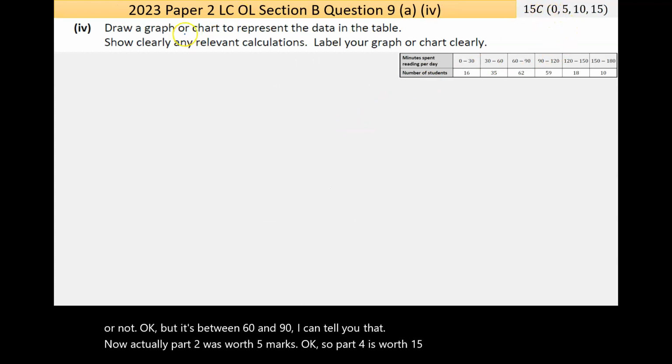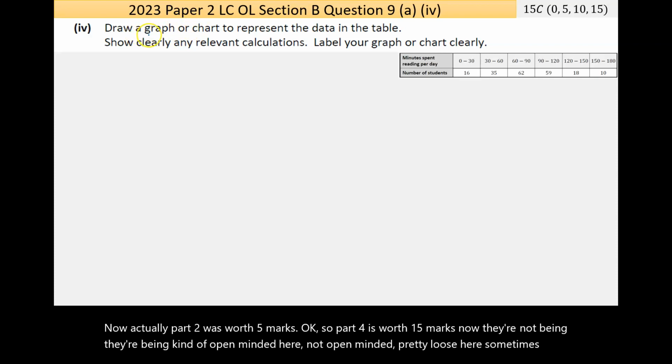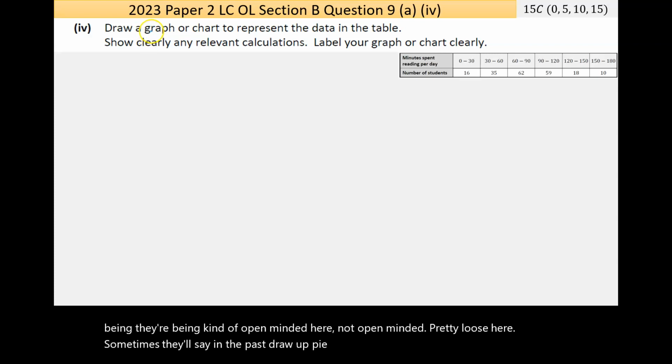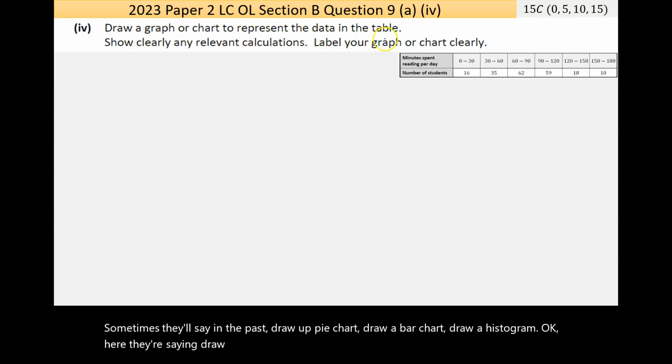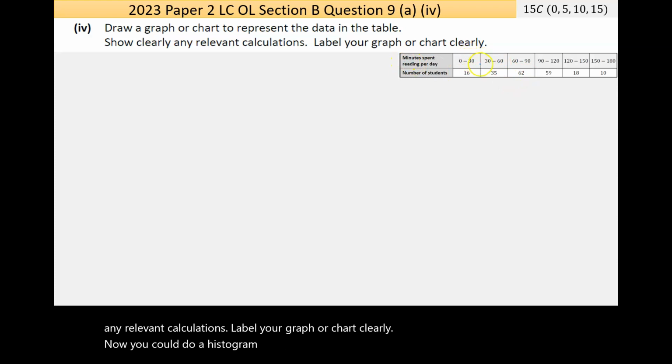Now they're being kind of open-minded here, or not open-minded, pretty loose here. Sometimes they'll say in the past, draw a pie chart, draw a bar chart, draw a histogram. Okay. Here they're saying draw any graph or chart to represent the data in the table. Show clearly any relevant calculations. Label your graph or chart clearly. Now you could do a histogram, okay, but all of these divisions are equal. So a bar chart might be more appropriate.